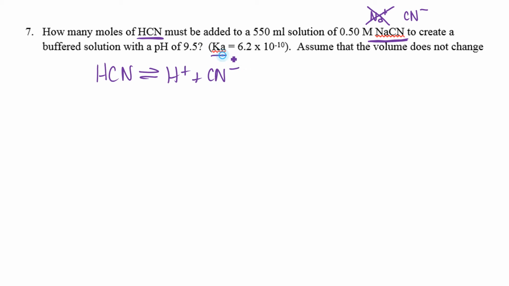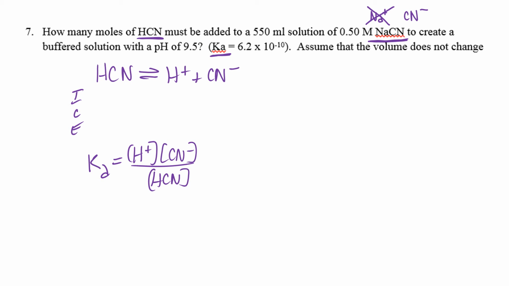How do I know to write this out? Well, they gave me a Ka value. So I'm going to look for an equation that shows an acid dissociating, because that's what your Ka represents. Okay, so your Ka is your H+ and your CN- divided by your HCN. All right, and I'm going to set up my ICE chart. And what do I know? Well, I know that my CN- concentration is 0.50 molar. It doesn't tell me anything about HCN. I think that is the thing that I'm trying to find.